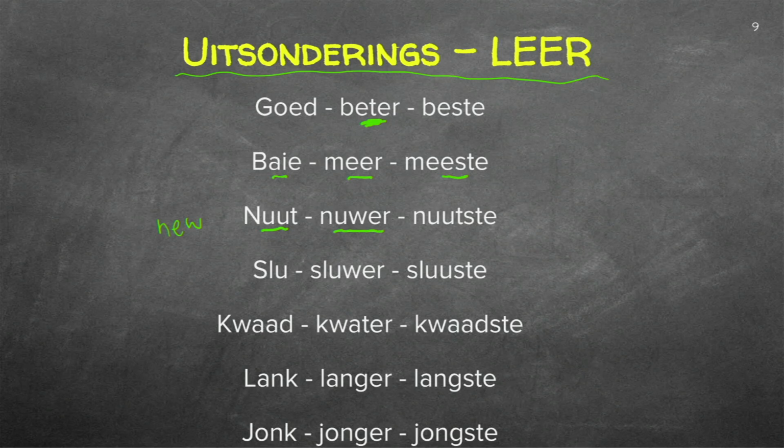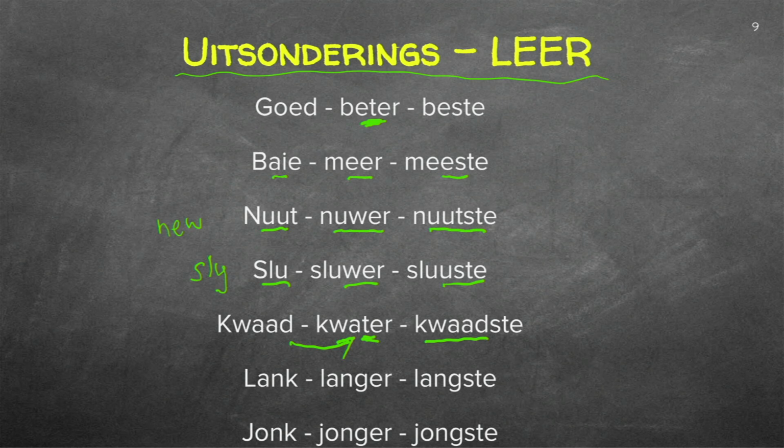Nuut means new, and maybe that will help you to remember the second step, which is nuwer, and then nuutste. Slu means sly. Sluwer, same principle as nuut, and then sluiste. Kwaad is a word that ends on a D, but we do not apply the D rule. Kwaad becomes kwaater with a T, and in the third step back to the D, kwaadste.